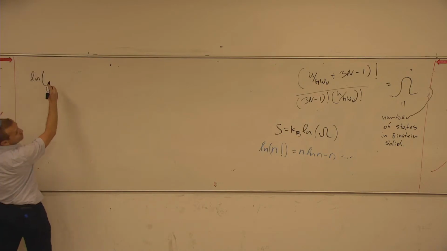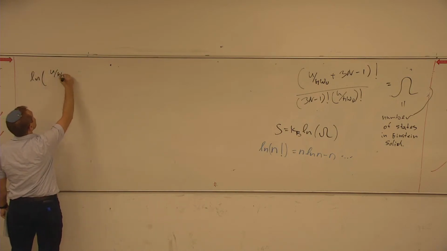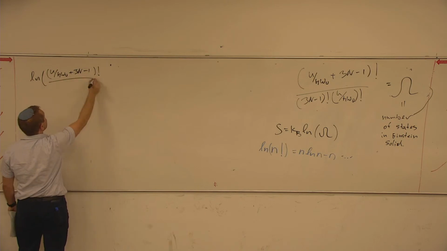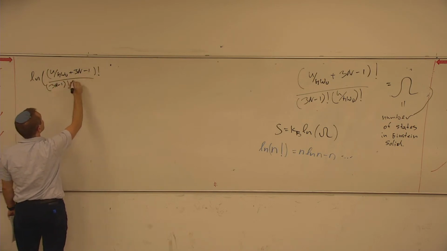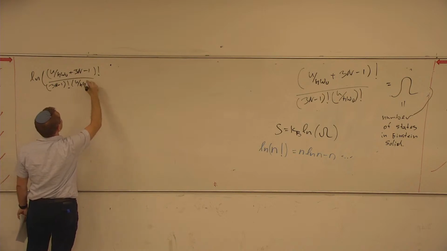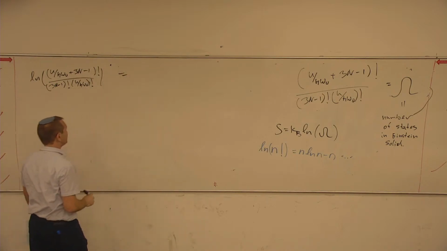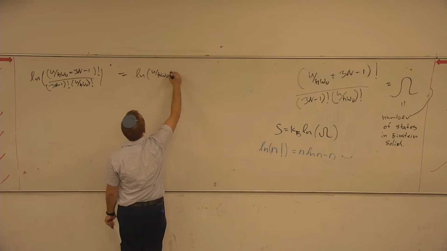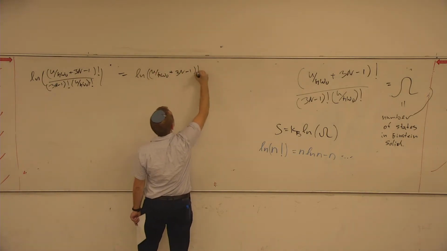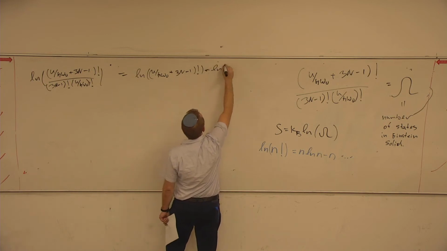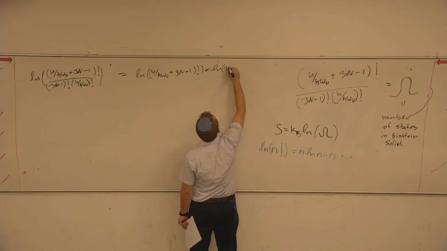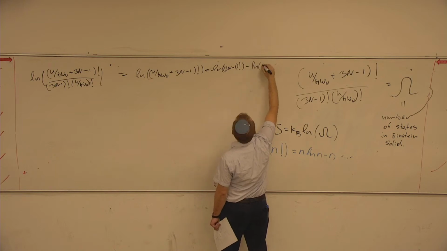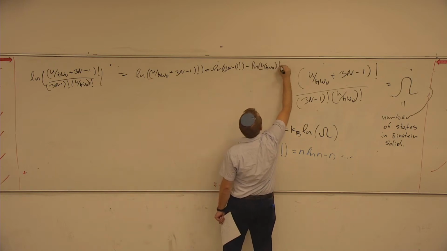So we are taking the log of (u/ħω₀ + 3n − 1)! divided by (3n − 1)! (u/ħω₀)!. This equals log of (u/ħω₀ + 3n − 1)! minus log of (3n − 1)! minus log of (u/ħω₀)!.